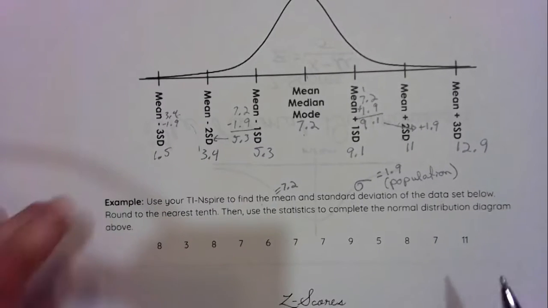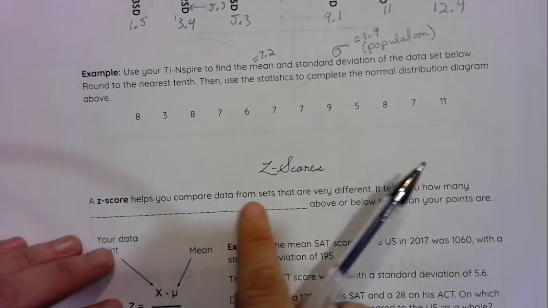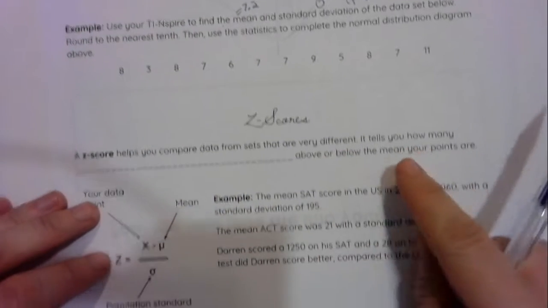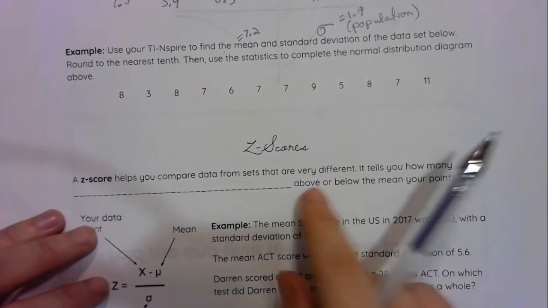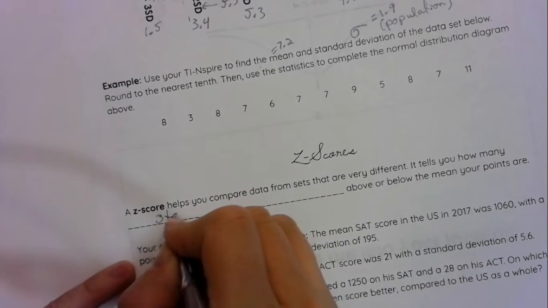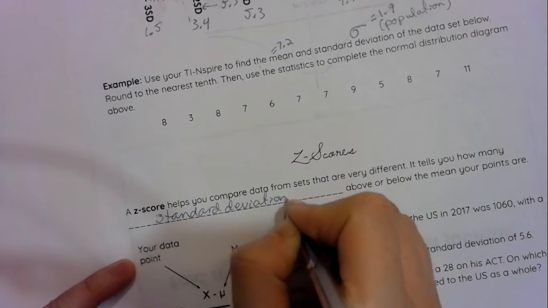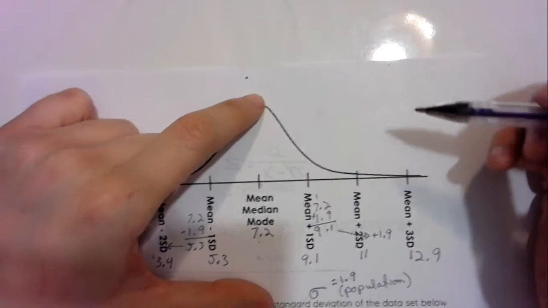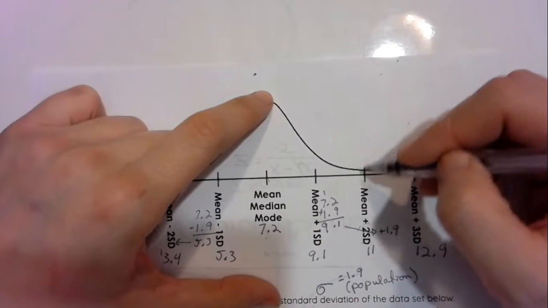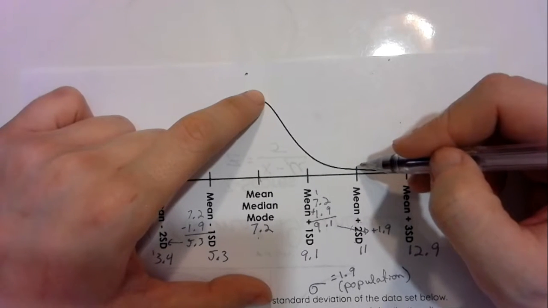Okay, now let's move on to the z-scores. Z-scores are kind of cool. A z-score helps you compare data sets that are very different, for example, SAT scores and ACT scores. It tells you how many standard deviations above or below the mean your points are. So for example, if somebody had an SAT score that was 2 standard deviations above the mean, that means that person did way above average.